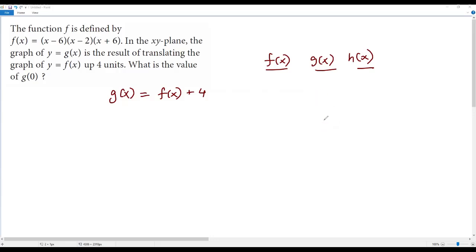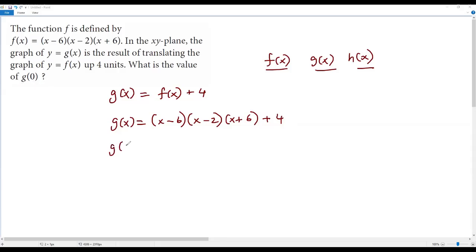So here we have g of x is the result of translating the graph of f of x up by 4 units. So f of x is nothing but the y coordinate. Since it is translated up by 4 units, I am adding 4 to f of x. When I add 4 to f of x, this is the translated graph and this is the result of g of x. Okay, now let's write g of x equals, now we can replace f of x by the expression equivalent to f of x, that is x minus 6 times x minus 2 times x plus 6 plus 4. Okay, our aim is to find the value of g of 0.